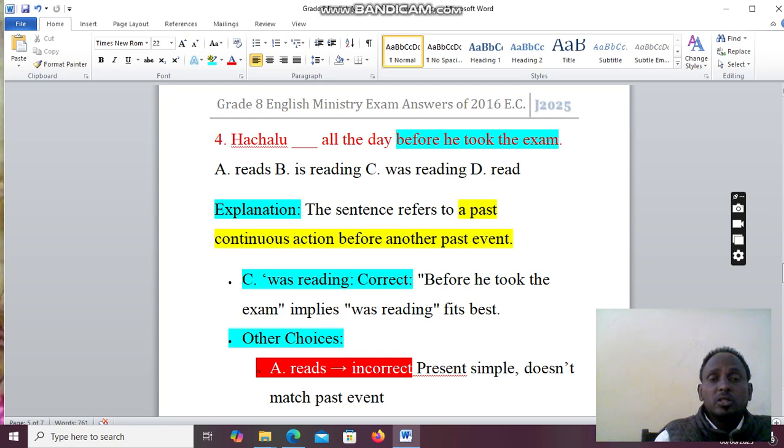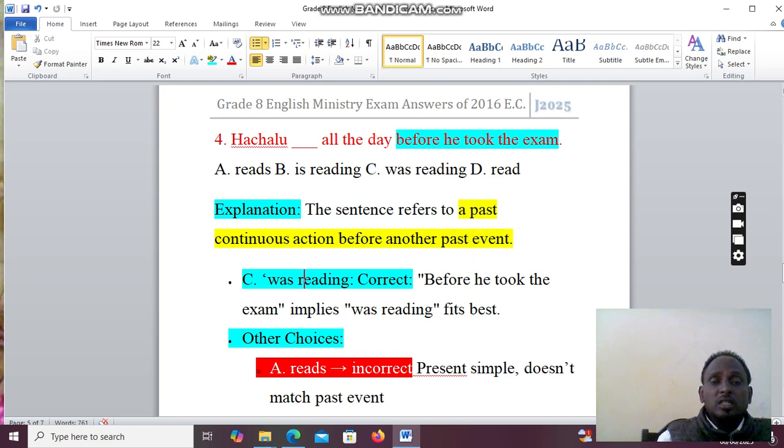A reads, B is reading, C was reading, and D read. The sentence refers to a past continuous action before another past event. So a past continuous. So the sentence is referring to a past continuous action before another past event.